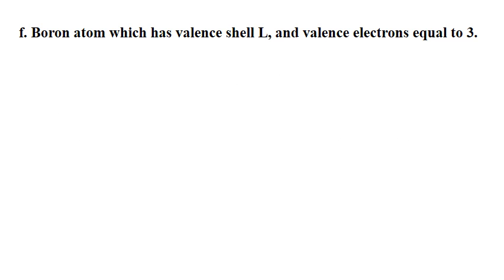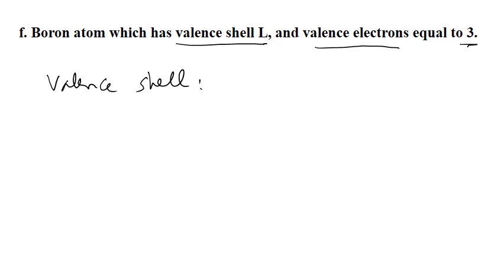Hamad, boron has a valence shell L and valence electrons equal to 3. So if the valence shell is L, how many shells does it have? 2 shells. Yes, which are K, L. Good.